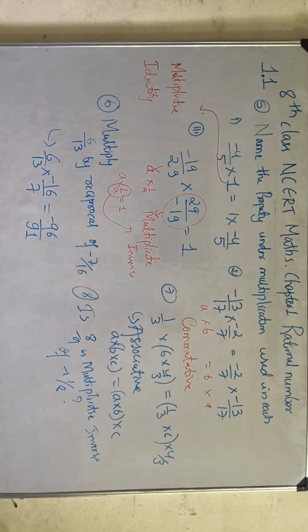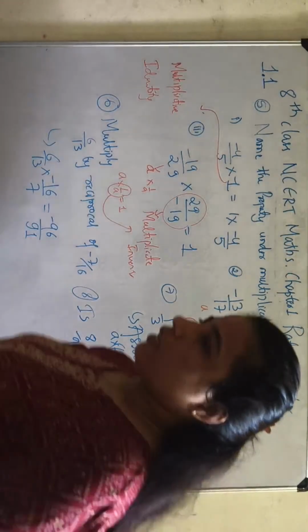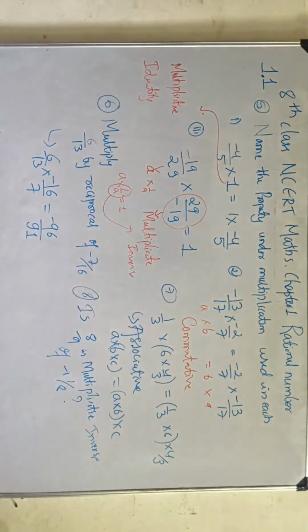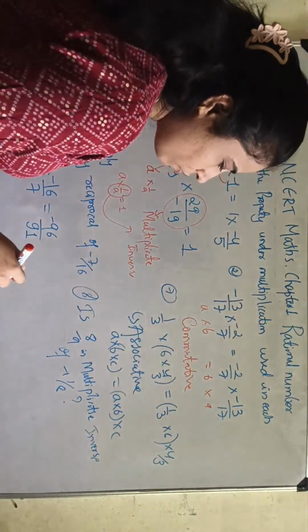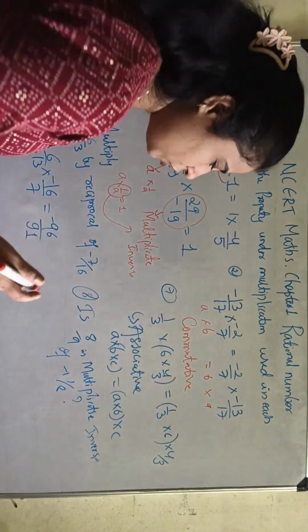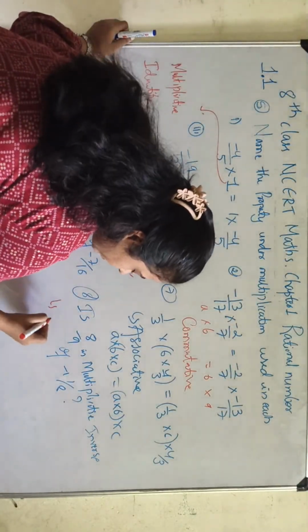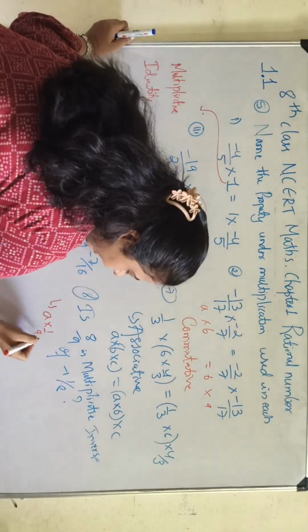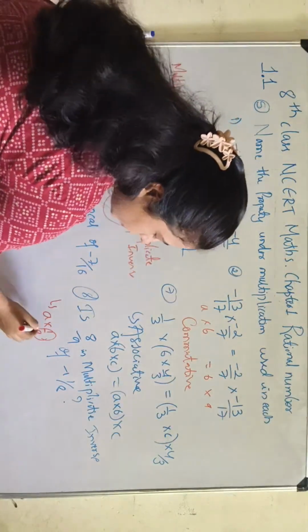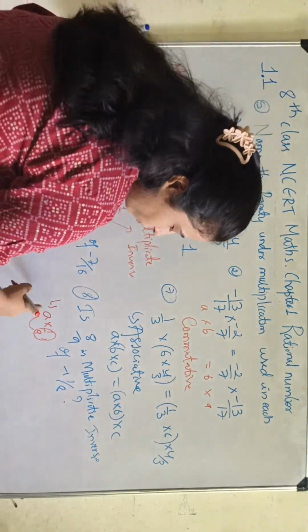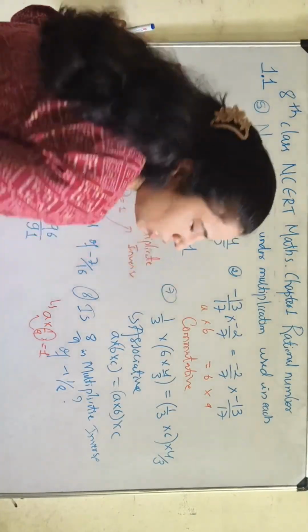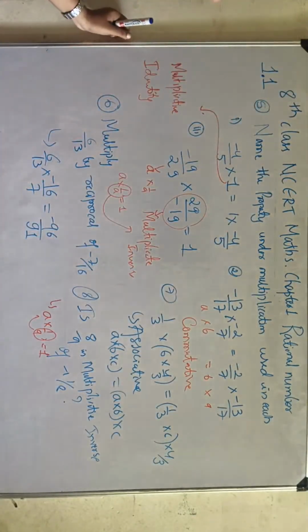See here, for the multiplicative inverse, in general, I will take the marker. For the multiplicative inverse, how do we do it? For any number a, the number 1 by a is its multiplicative inverse, and the product of these should be 1. Okay, now we will check.